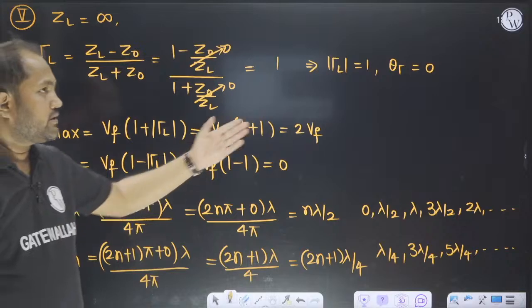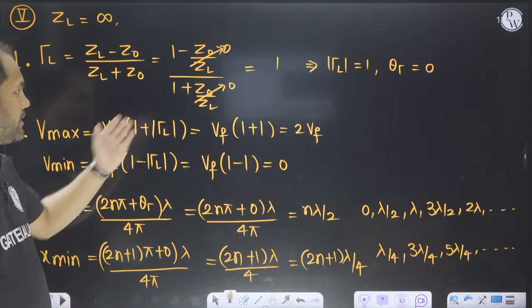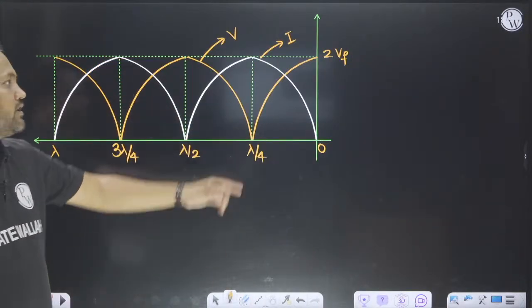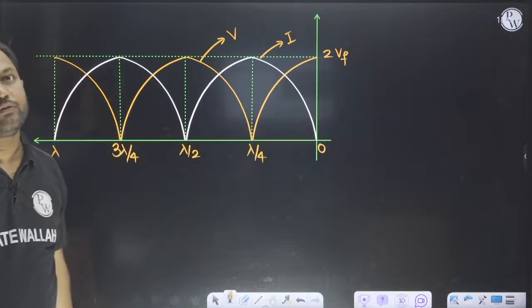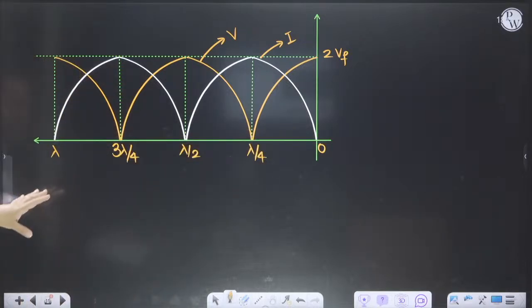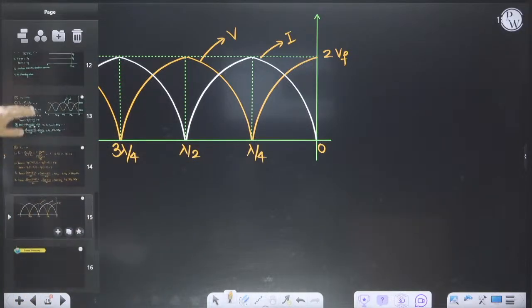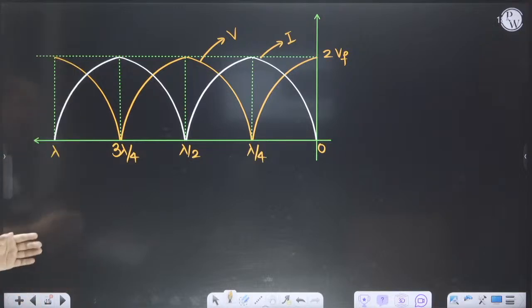Then we have the last point. Voltage maxima, current minima is changed. Here first voltage maxima, then current minima. So this is the point which we have to remember. Tomorrow in class we will discuss this in a very elaborate way.